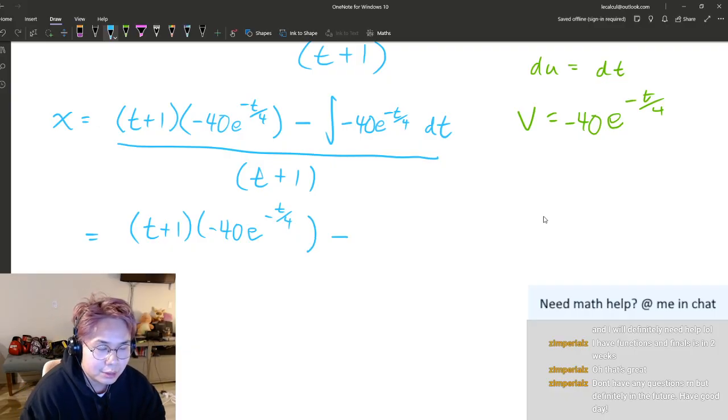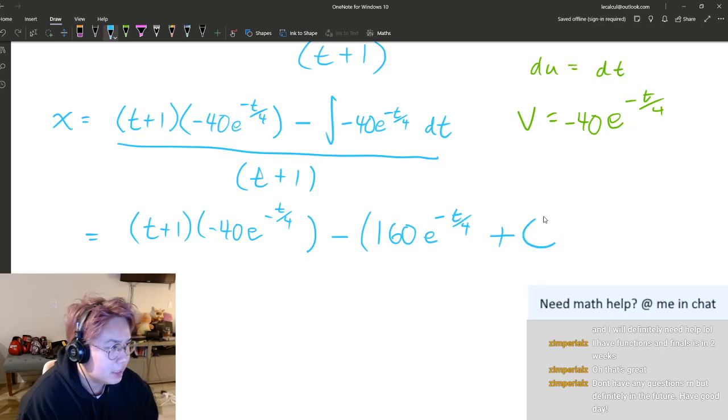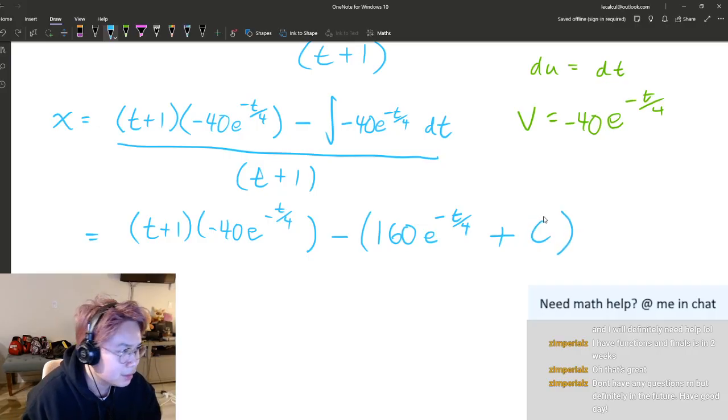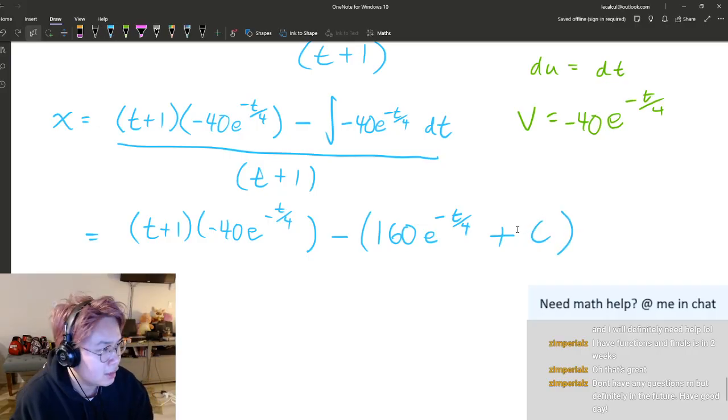And following the same process, 160 plus c. Always remember your plus c if you're doing an indefinite integral.